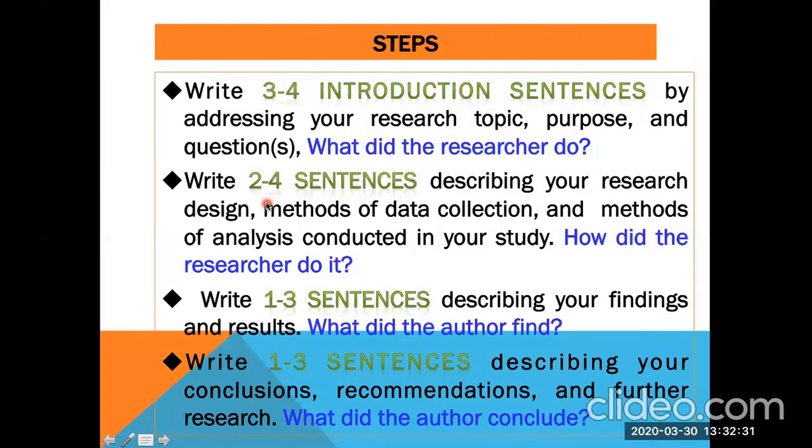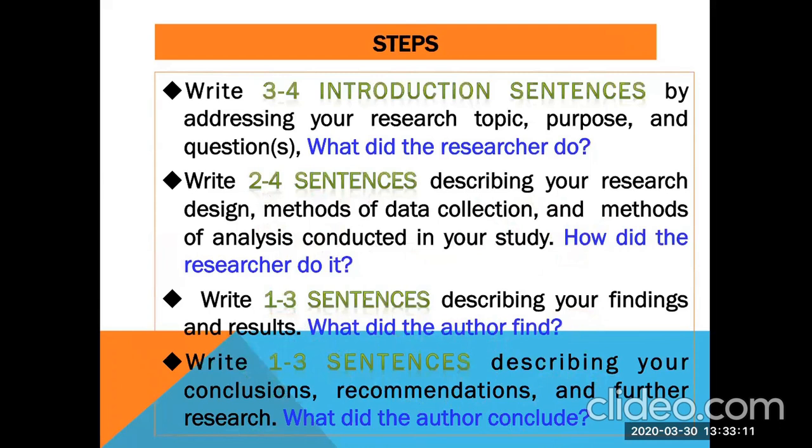Later, you include 2 to 4 sentences describing your research design, methods of data collection, and methods of analysis conducted in your study. And this is formulated by the following question: how did the researcher do it? Later, you write 1 to 3 sentences describing your findings and results. What did the author find? These are your findings. And finally, write 1 to 3 sentences describing your conclusions, recommendations, and further research by formulating the following question: what did the author conclude?